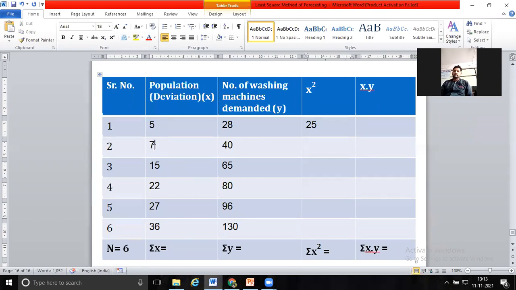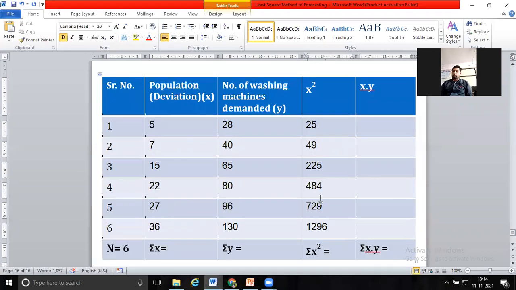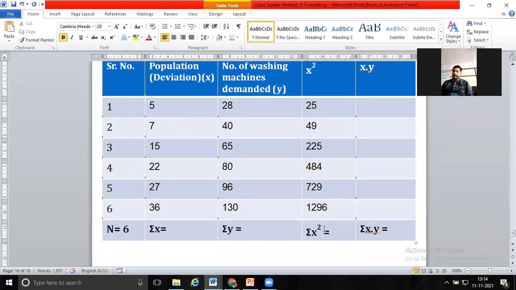Then 7 square is 49, right? Then 15 square is 225. Okay, then 22 square is 484. Then 27 square is 729, and 36 square is 1296, right? 1296. And at the bottom, you have to make the summation of all these squares, that is nothing but summation of x square.